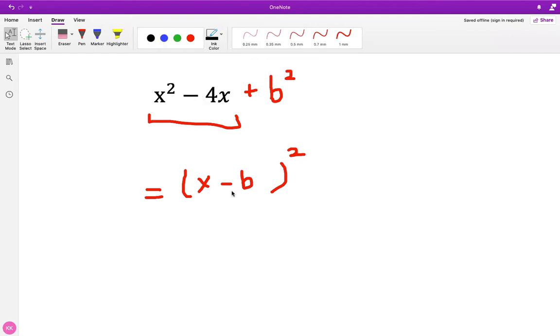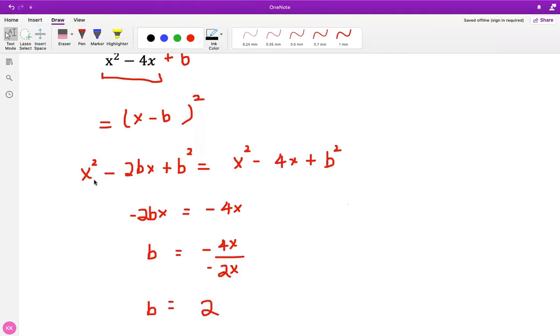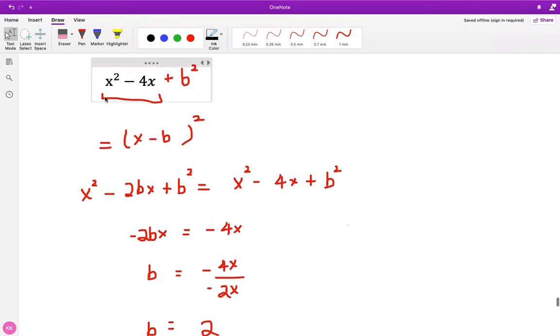So basically, I want to expand this term and make these two terms equal to each other. When you expand this term here, you will get x squared minus 2bx plus b squared. And this term must be equal to this term here, x squared minus 4x plus b squared. So we see that the x squared and the b squared are the same in these two expressions, but it's different when you see the middle term. Negative 2bx is different from negative 4x.